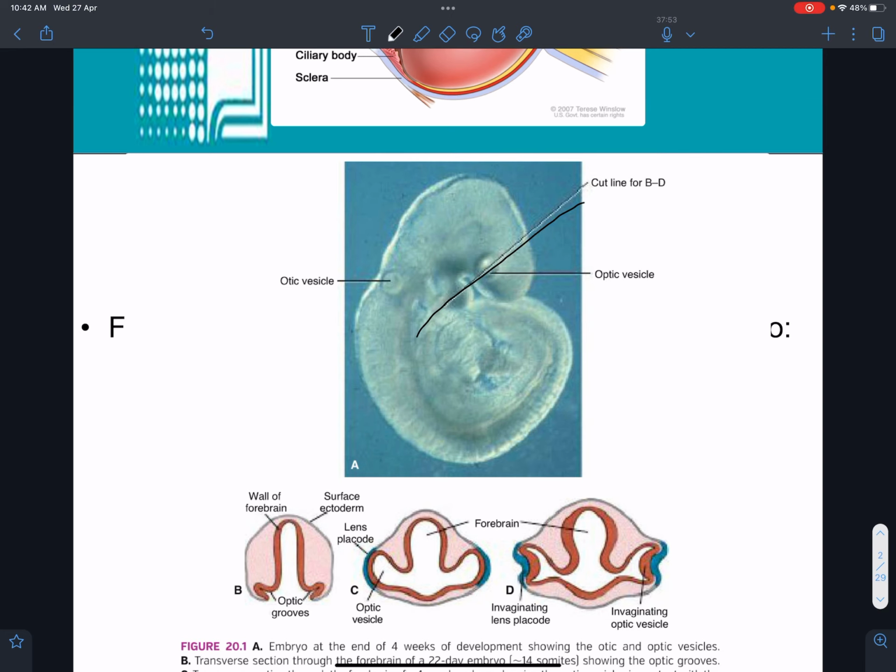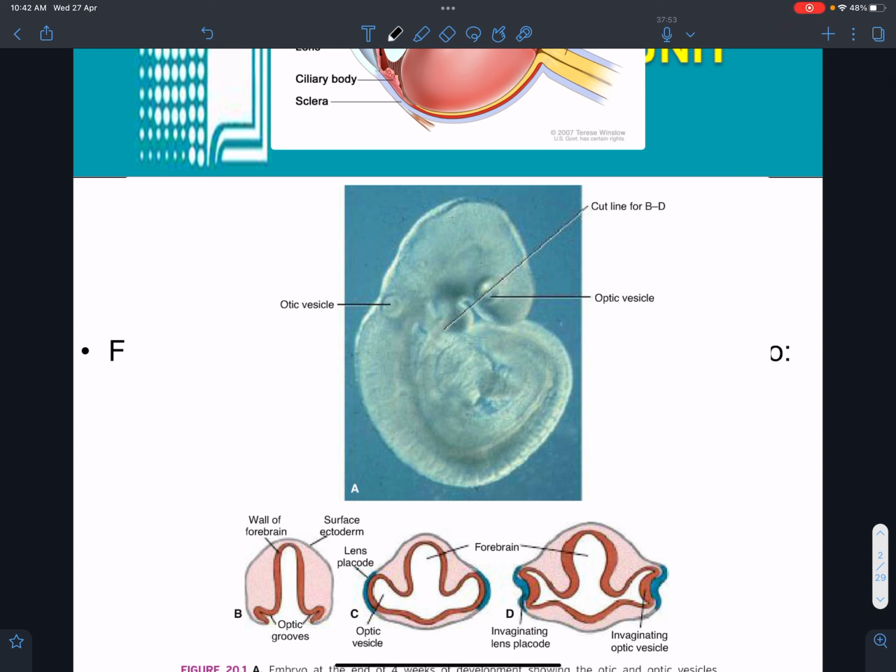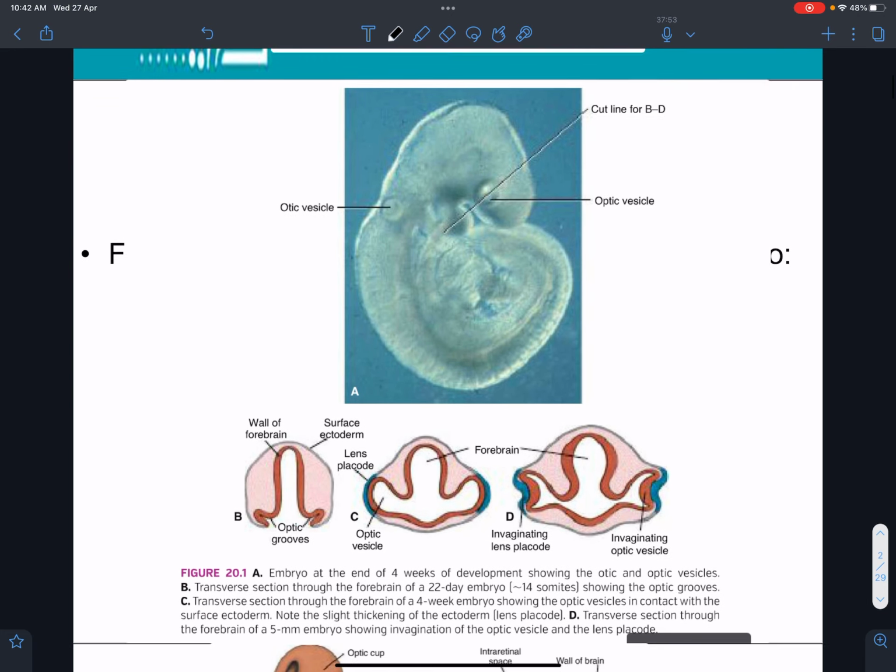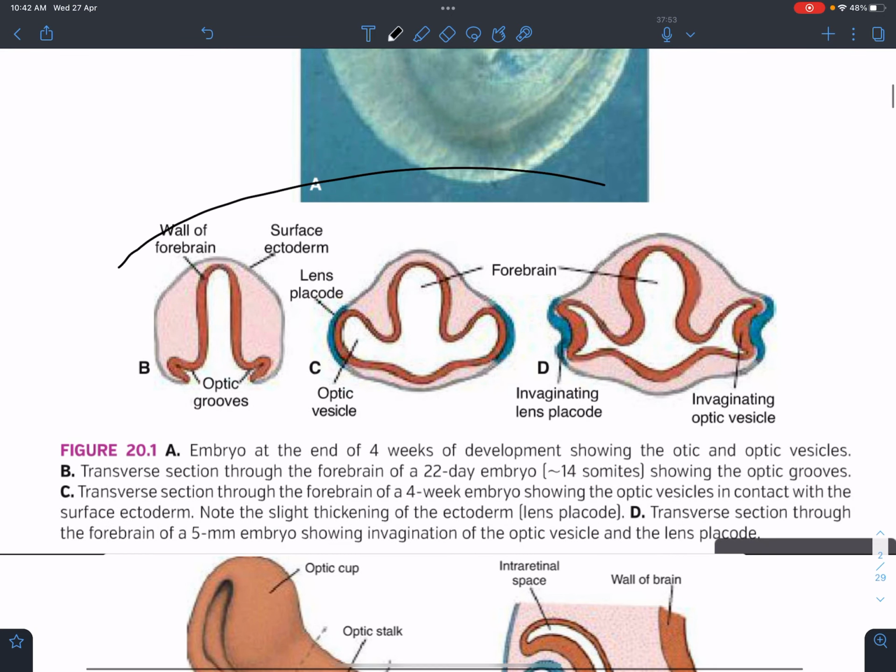So just to remind you, you know this is the head of the embryo, and you know this is going to be the prosencephalon. This is going to be the forebrain, right? Then midbrain, then hindbrain. Just keep that in mind, right? This side is going to be the forebrain. I'm cutting a section of the forebrain, and when I do a cut section, these are the views I'm going to get.